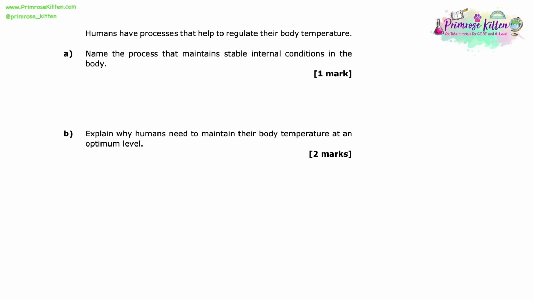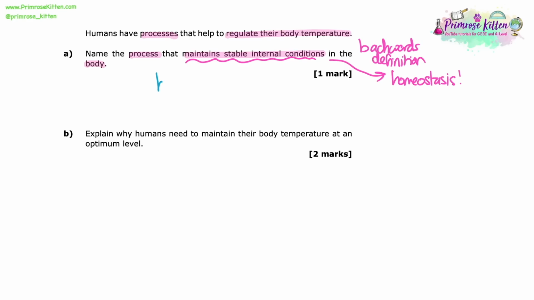Humans have processes that help to regulate their body temperature. Name the process that maintains stable internal conditions in the body. So this is effectively a backwards definition question. Instead of asking you to define something, they've given you the definition and asked for the word. So the process that maintains stable internal conditions is homeostasis.